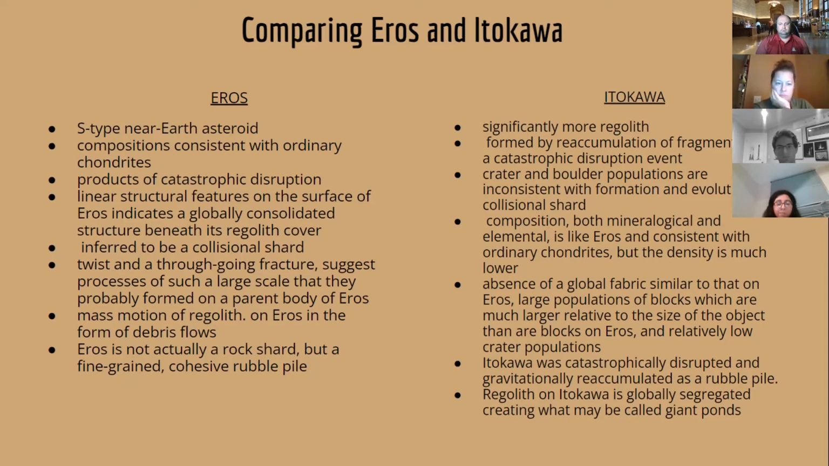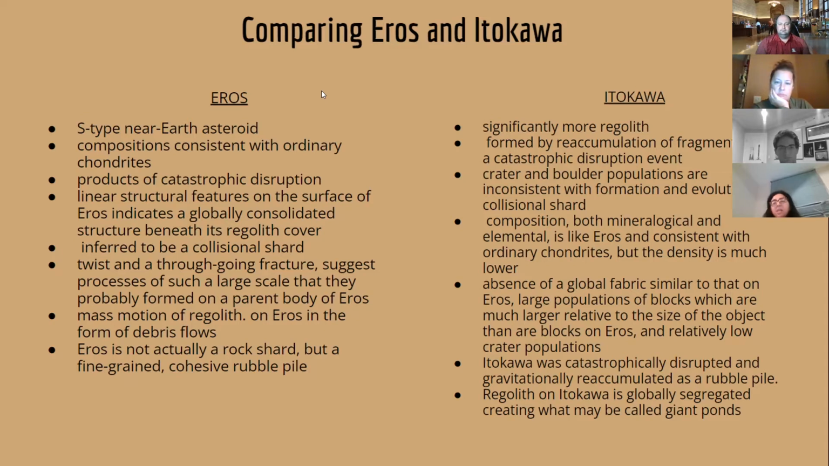And there's also evidence of mass motion regarding the regolith on Eros, which is probably in the form of debris flow. More recently, though, it's been stated that Eros is not a rock shard, but more of a very fine-grained, cohesive type of rubble pile. Because if we look on this side, the major difference between the two is that Itokawa is known to be a more rugged rubble pile type of asteroid, whereas Eros was supposed to be a shard. But more recent discoveries show it's also a rubble pile. It's just more fine grained.